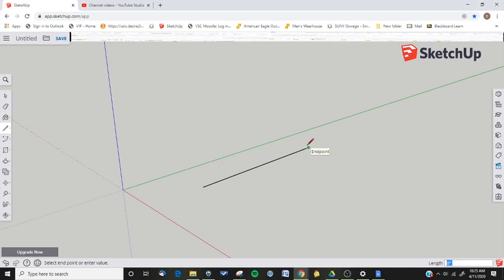So I'm going to build a cuboid. I'm not going to measure it. I just want you to see how we're going to build this. So first one, parallel to the green axis there. This one we're going to keep parallel to the red.